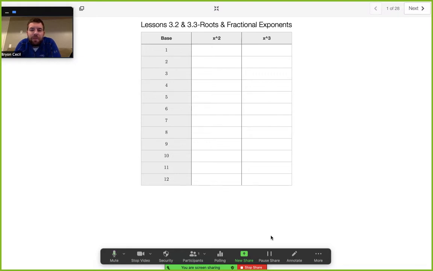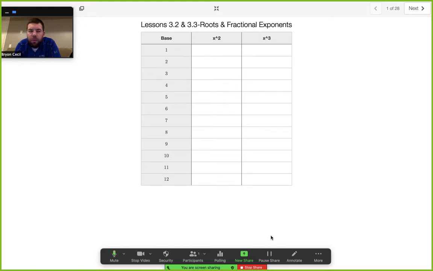Howdy folks, this is a combo unit 3.2 and 3.3. Today we're going to talk about roots and fractional exponents. We're going to get a mixture of the very first one when we started talking about exponent rules, and then the radical, or rads, one where we talk about simplifying radicals and talking about roots.